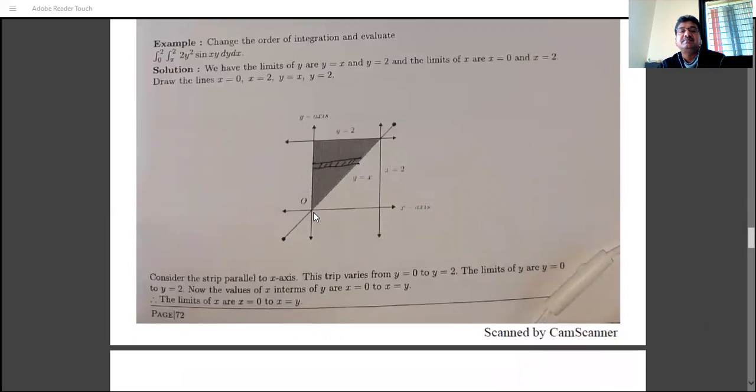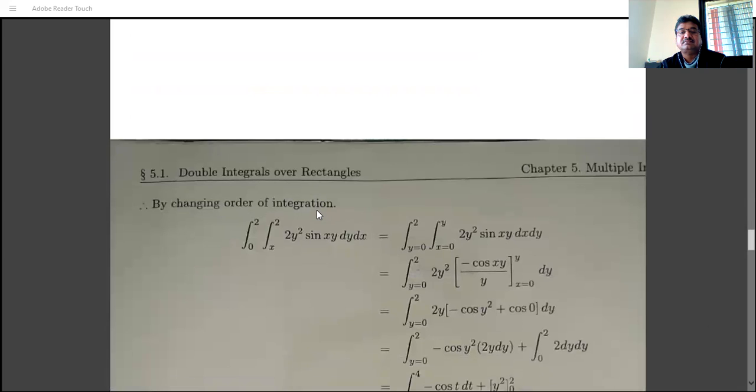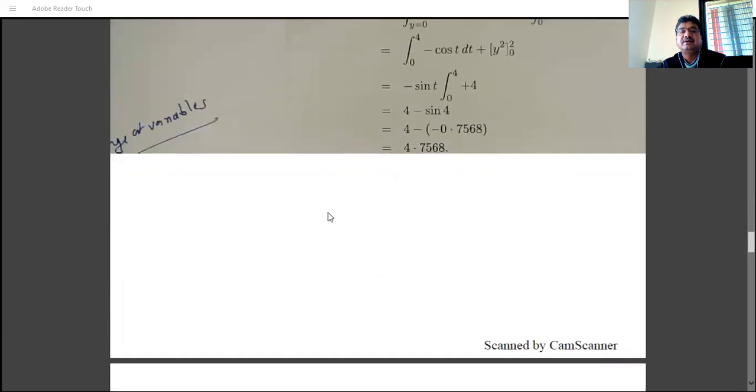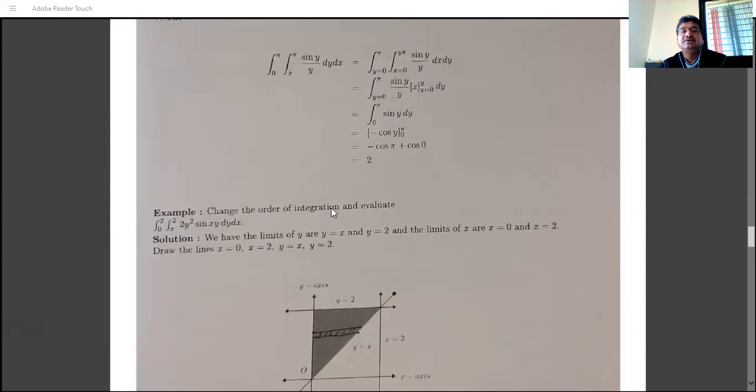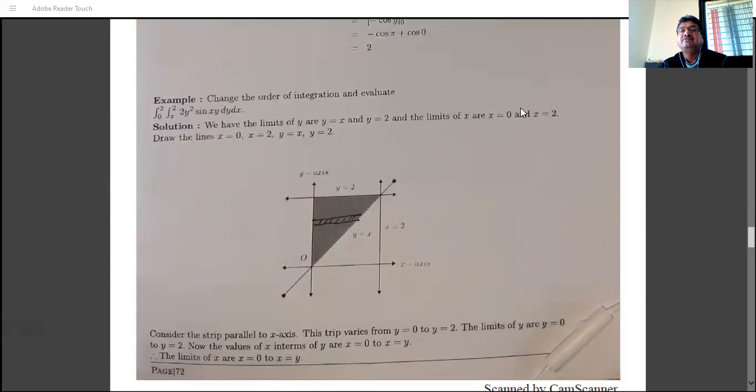So similar examples, next examples where we have to change the order and evaluate the integration. Change the order of integration and evaluate, we will see that in the next lecture.